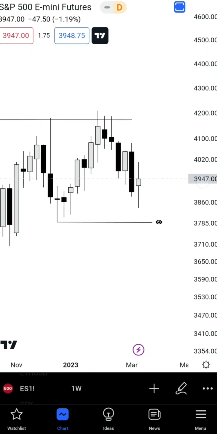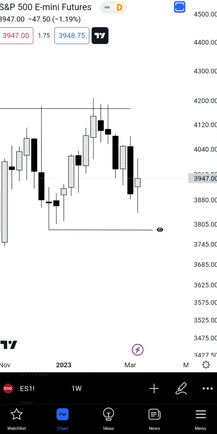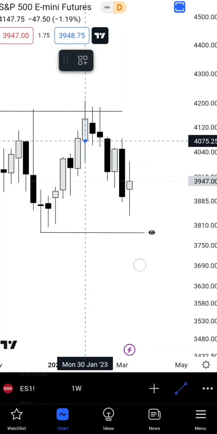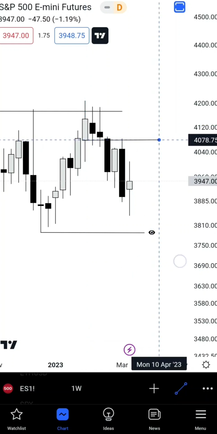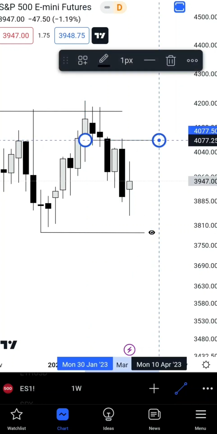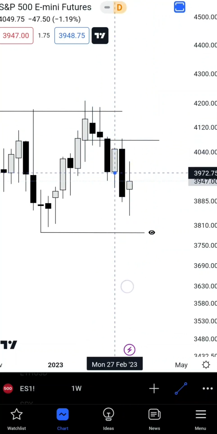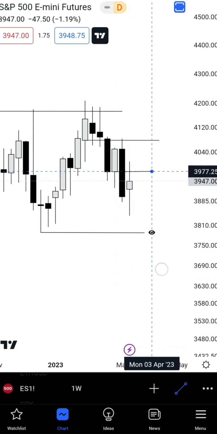So after the purge, we were given a PD array, which is this order block. As soon as this candle closed below it, we have as one order block right here. All right. And then that order block gave us another order block, which is a propulsion block right here.